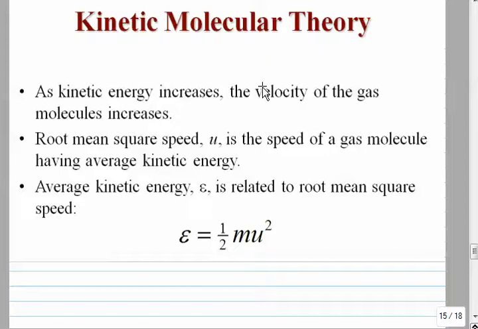Okay, when we describe gases, we'll often describe what is called a root mean square velocity or root mean square speed, and this is the speed of a gas molecule with an average kinetic energy. And again, we describe it in much the same way that we do kinetic energy, where kinetic energy here is this epsilon. This is 1/2 mu squared, where u is this root mean square velocity.